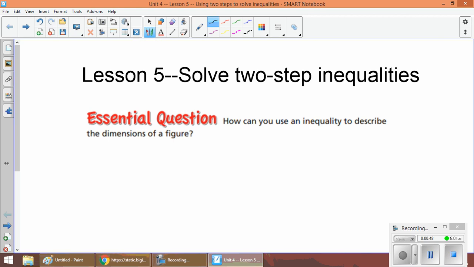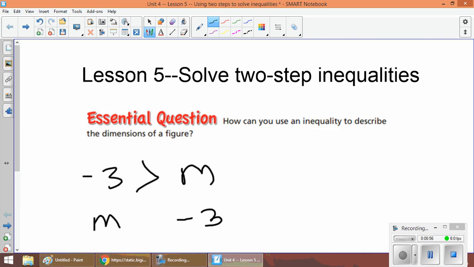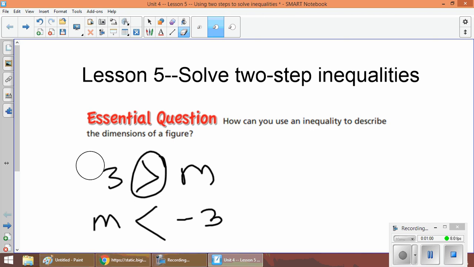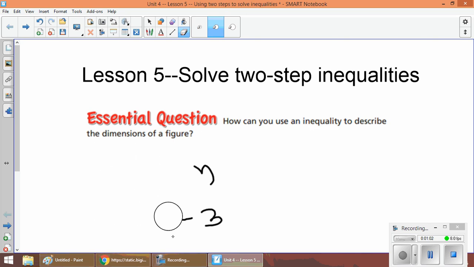So if we get an answer, for example, of -3 is greater than m, we have to switch the m around with the -3, and we also flip the inequality. So those are the two big differences between equations and inequalities. So let's begin.